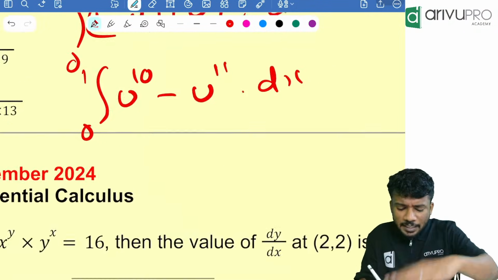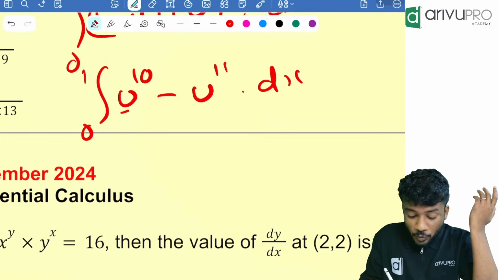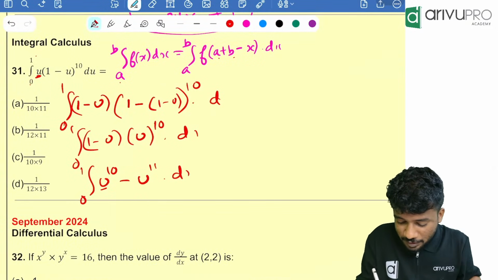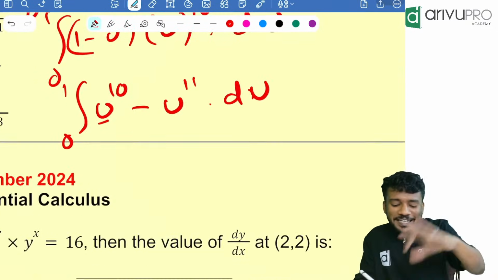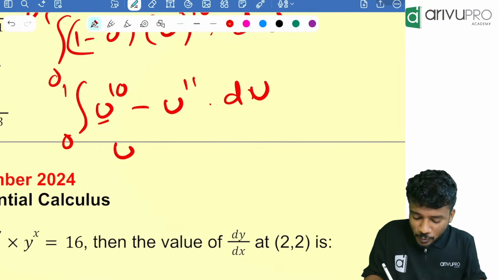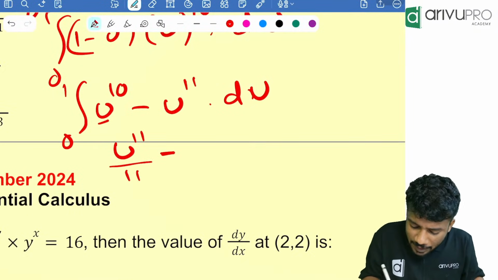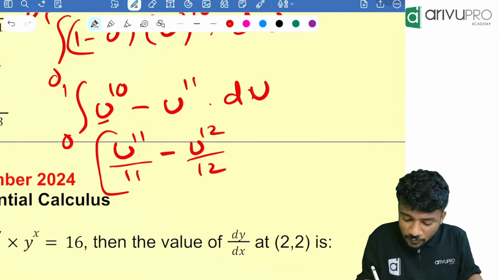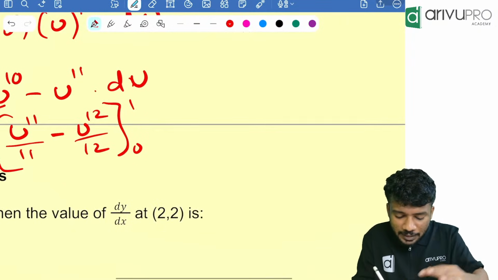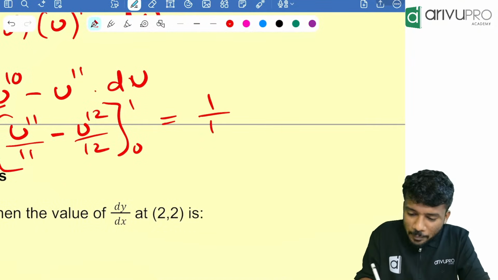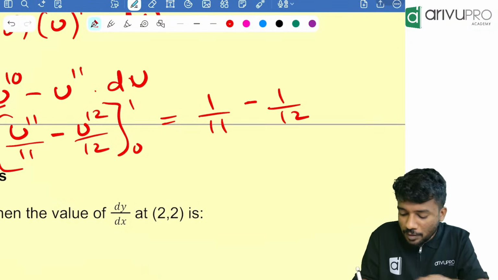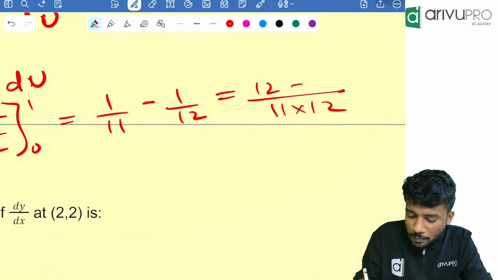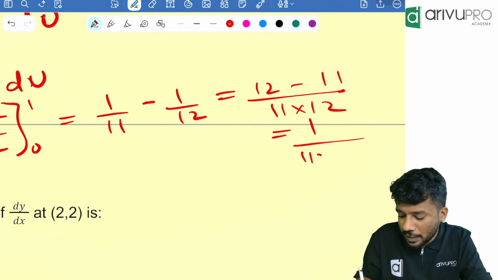Now integrate it, from 0 to 1. So u raised to... not dx, right? It is du. What I was writing down. Yes. Now integral of u raised to 10 is how much? u raised to 11 divided by 11, minus u raised to 12 divided by 12, from 0 to 1. Apply the limit, people. It will become 1 by 11 minus 1 by 12. Apply LCM, 11 into 12. Then 12 minus 11, that is 1 divided by 11 into 12.